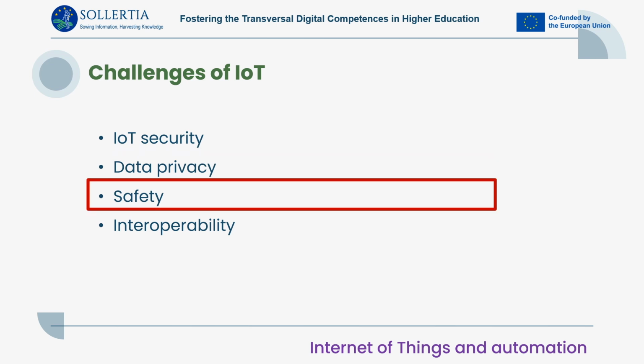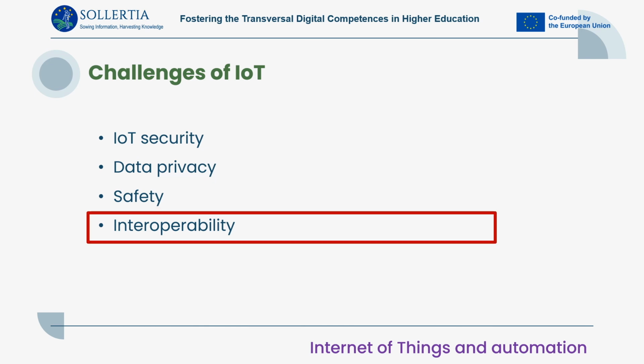IoT devices are often used for tasks critical enough that errors could jeopardize our lives. Numerous IoT devices operate on specialized protocols or proprietary services, making it challenging for them to communicate with other devices.